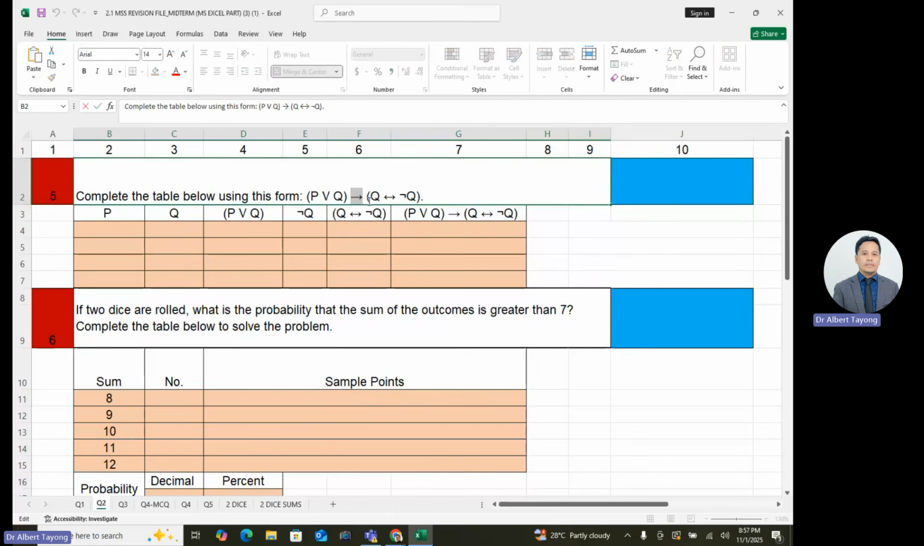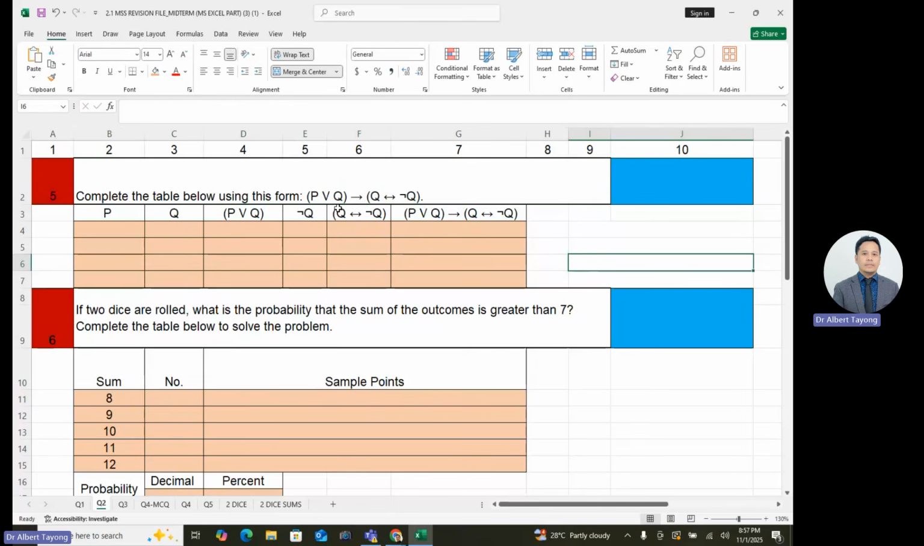We have here if-then symbols. So we say, if the quantity of P or Q, then the quantity of Q if and only if not Q. Okay, so the first step is to look at how many propositions, how many letters. So we have P, Q, and Q is repeated. This means that we have only two letters here.